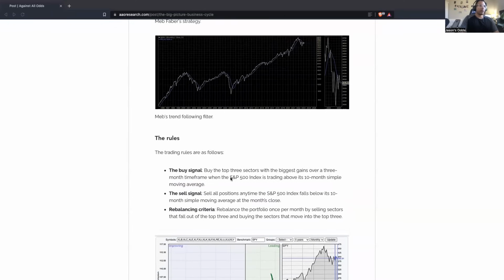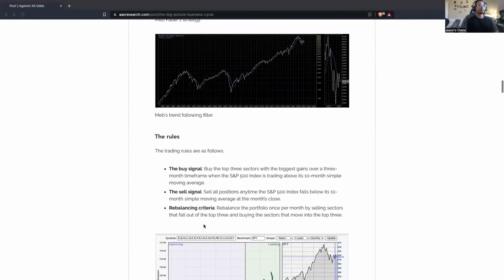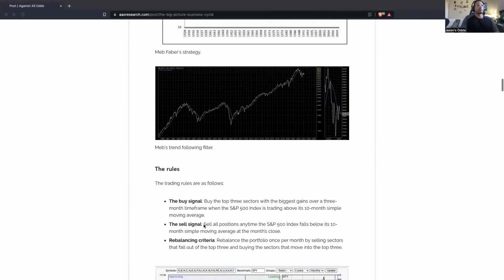So I put down here as well the buy signal: the top, sorry, not 4, 3 sectors with the biggest gains over a 3-month time frame, when the S&P index is trading above its 10-month simple moving average. The sell signal: sell all positions anytime the S&P index falls below the 10-month moving average. The first part of this, he just buys and sells those sectors with nothing in between. He goes through a couple different ways to use this, like buying treasury bonds, gold, different assets. There are lots of ways to use the strategy, but this is an interesting understanding of relative strength. This is also important for relative value and understanding where we're at in the cycle.